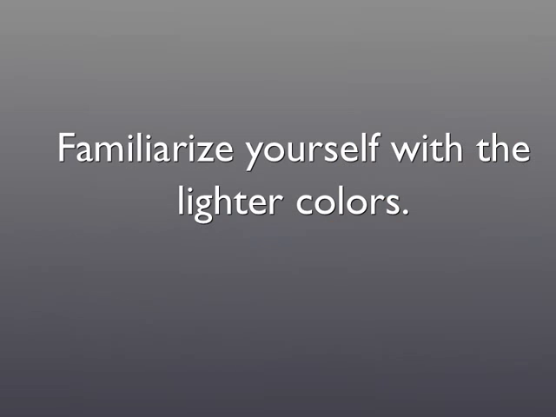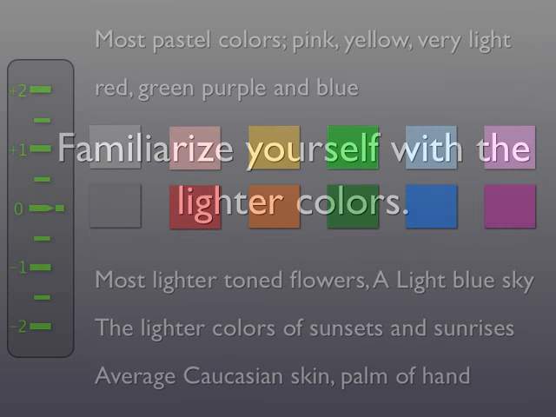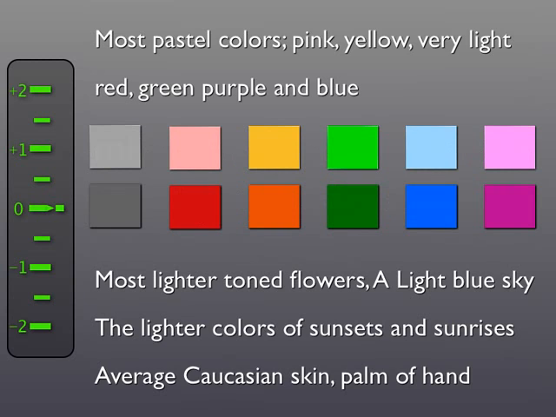Once you become familiar with the average tones that you often encounter, it's time to look at the lighter tones and become familiar with those as well. Here's a short list of some brighter colors and objects that would fall into zone 6, or +1. Notice that the colors are mostly pastels, pinks and yellows, very light reds and greens, light purples and light blues.